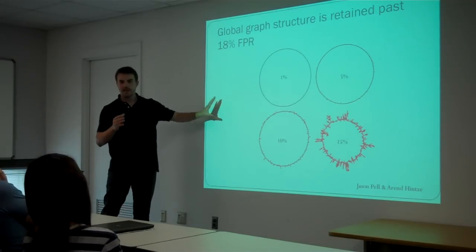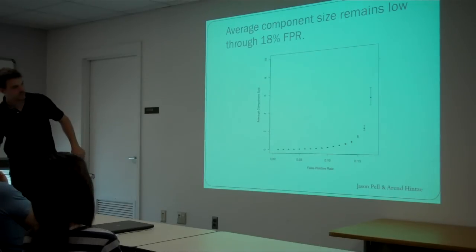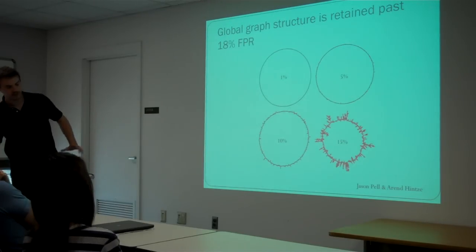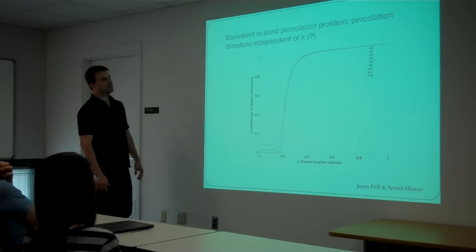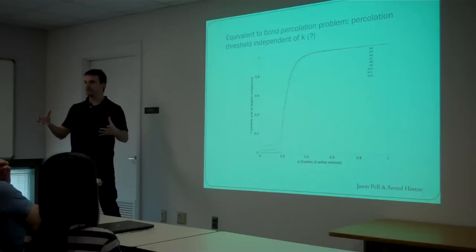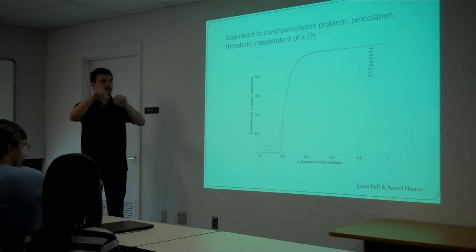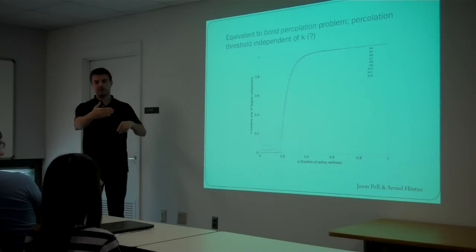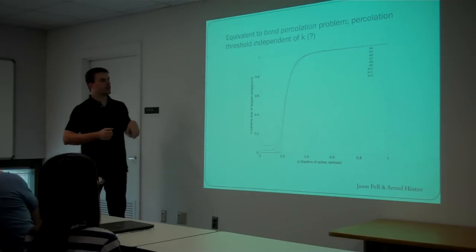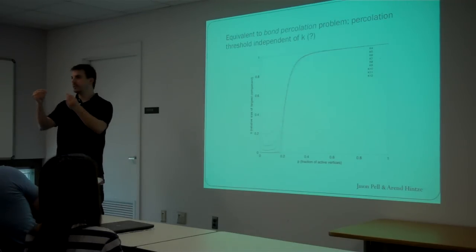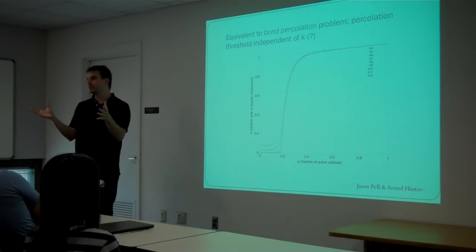So the question we really wanted to know is how far can we push this data structure? And I don't know if you've noticed in all of these graphs, about 15% is where we start to see graph structure degrading. And so we were able to connect this to a bond percolation problem, where you have a lattice with a bunch of nodes, and there's some random probability that an edge between any two given nodes is on. And what you want to know is, as you increase the probability that any two given nodes are connected at random, at what point does the graph become completely connected? So it's a percolation theory problem.